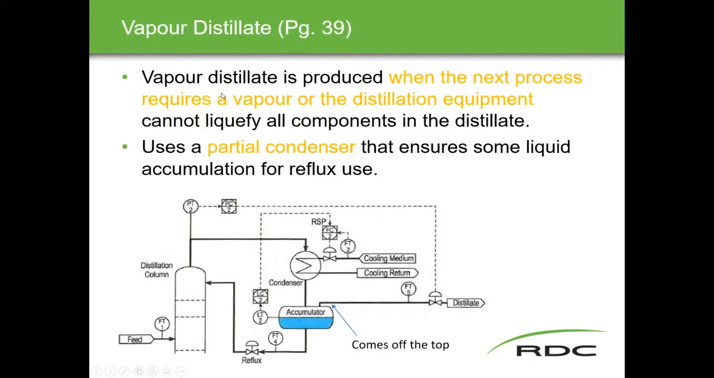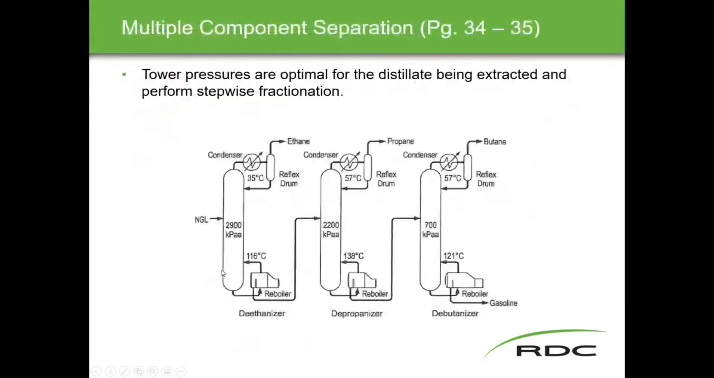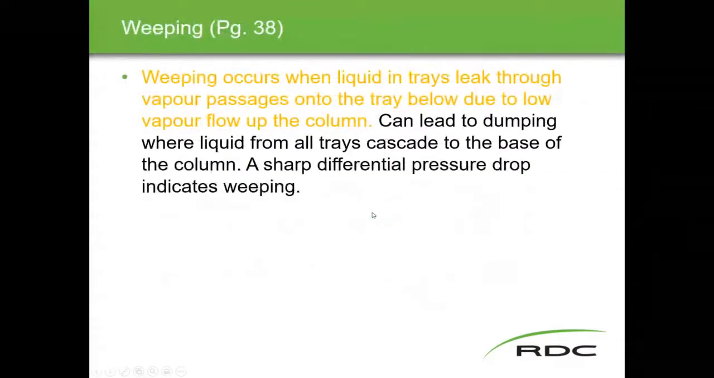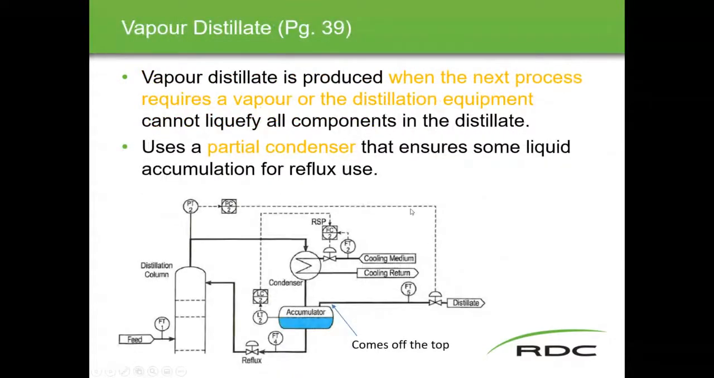Now, issues related to what we're feeding into the machine or what we're taking out of the machine. Vapor distillate. So vapor distillate is produced when the next process requires a vapor or the distillation equipment cannot liquefy all the components in the distillate. So sometimes you're going to have a situation, and we saw one earlier, where we have a step, then another step, then another step. In this case we've taken in liquid natural gas, we're putting off a vapor, and we may be feeding more vapor into the next one, or we may be feeding more liquid into it. But the idea here is we're looking at processes where we are feeding things forward.